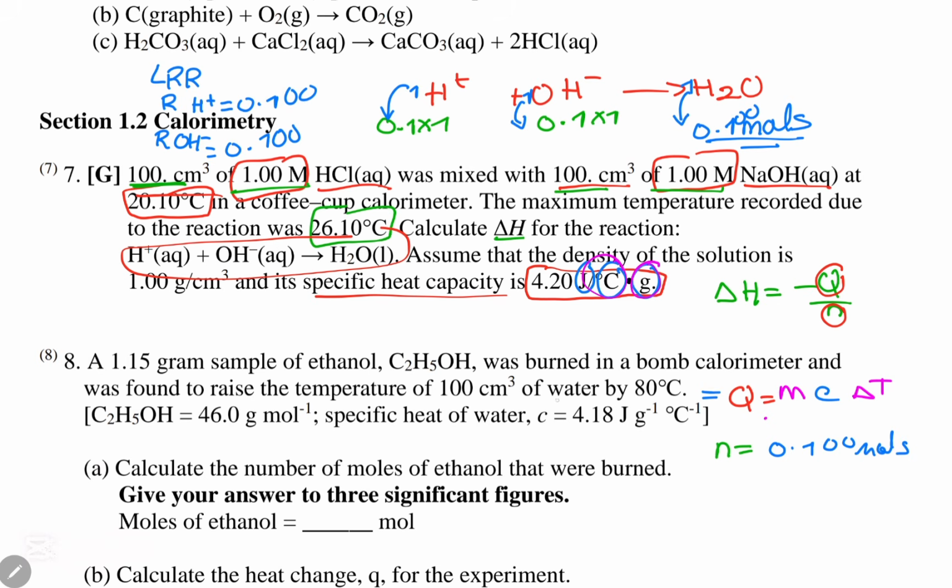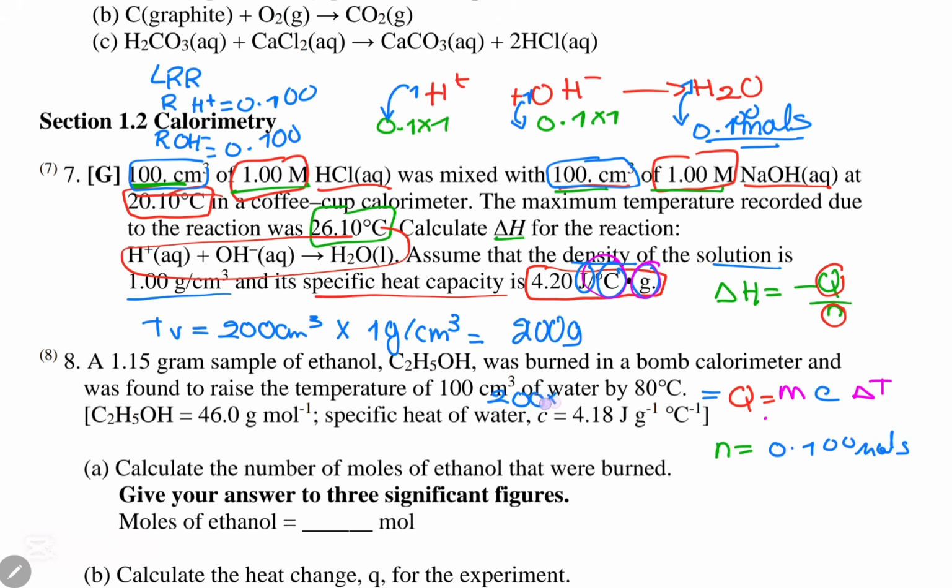Now, let's solve for Q. Q, we said it's mc delta T. What is the mass? Here they gave us something very important. They said the density of the solution is 1 gram per centimeter cubed. So I have 100 centimeter cubed, then I mix it with another 100 centimeter cubed. So my total volume is 200 centimeter cubed. I will multiply it by my density, which is 1 gram per centimeter cubed, to get the mass. I got my mass to be 200 grams.